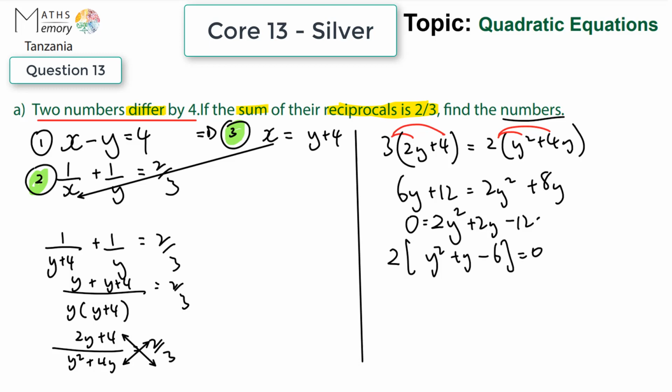Let's form the quad box now. Again, let's ignore the 2 outside. So we want two numbers to multiply to get minus 6, add up to get 1. Let's figure this out. Very easy, in fact, to do. It's going to be 3 and minus 2.